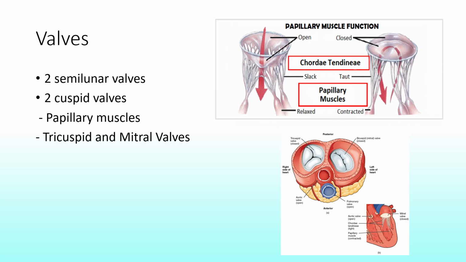More specifically, the anterior papillary muscle controls the anterior cusp, the posterior papillary muscle controls the posterior cusp, and the septal papillary muscles control the septal cusp. The papillary muscles tighten the tendinous cords, which causes the valves to close, as you can see in this picture.